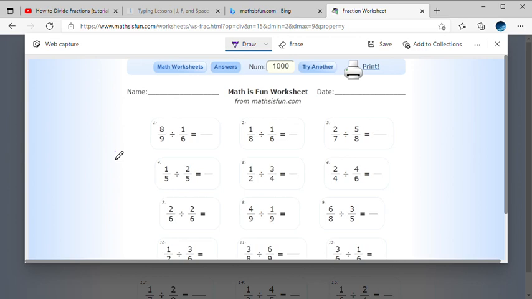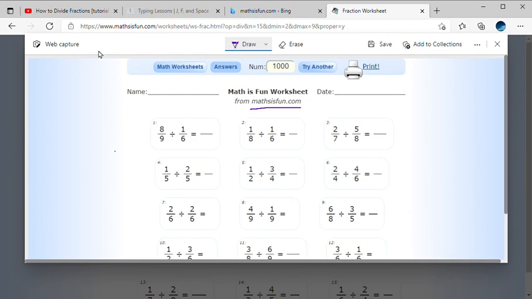Alright guys, welcome back. In this video I will do a fraction worksheet, and this is a division worksheet. You could go on to mathsisfun.com and do some practice worksheets in your spare time. We're still on fractions, and we're going to do this worksheet on how to divide fractions. If it's your first time dividing fractions, you could watch my previous tutorial video on how to divide fractions. Alright, let's get right into it, and thank you so much for tuning in.